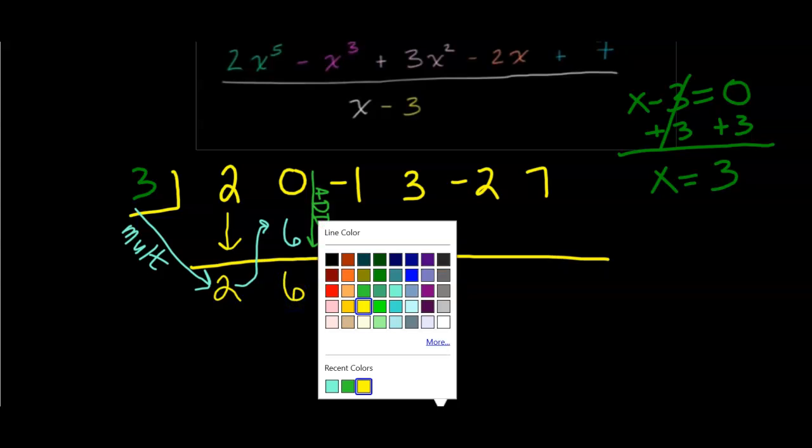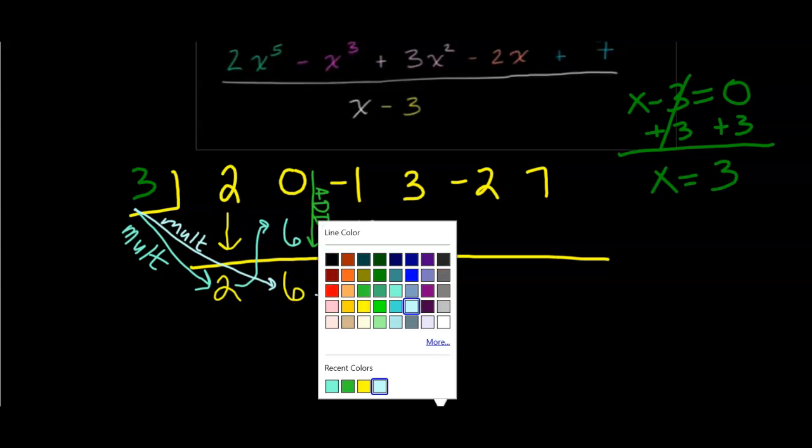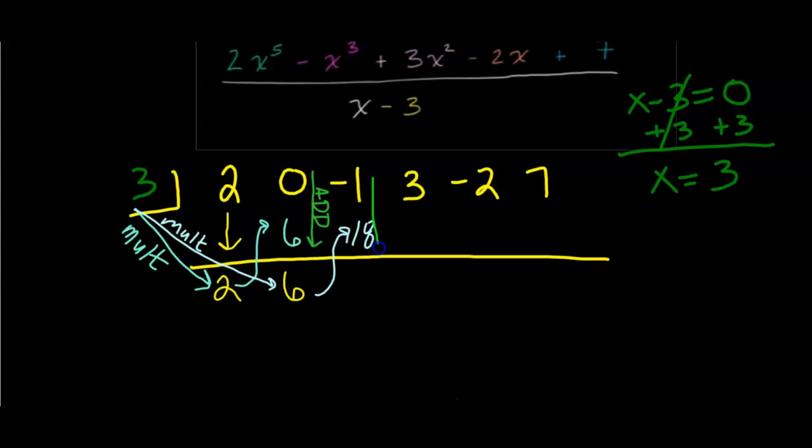And then you start all over, and you just keep doing that until you run out of numbers. So you take the 3, and now you're going to multiply it times your 6. 3 times 6 gives me 18. So I'm going to put my 18 right here, and then you're going to add down the column.